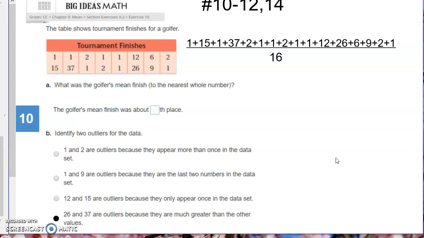All right, next up is time for you to do your homework assignment. Of course, log into bigideasmath.com. You are only going to be doing numbers 10 through 12 and number 14 today, and I want to get started on number 10 with you.